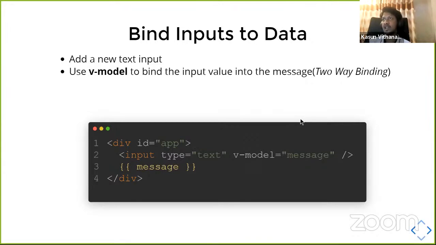So v-model is there to do two-way binding. If you are from the Angular world, you might be very familiar with two-way binding. So this is it in Vue.js.